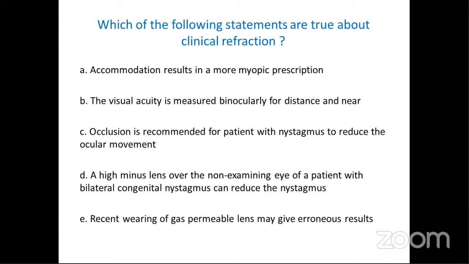Did you have posting in clinic? Yes, sir. Okay, so I will take visual acuity in a nystagmus patient without occluding. Without occluding, that will be a binocular visual acuity. So if you want to take a monocular visual acuity in a nystagmus patient, because the vision is not the same in two eyes, right?